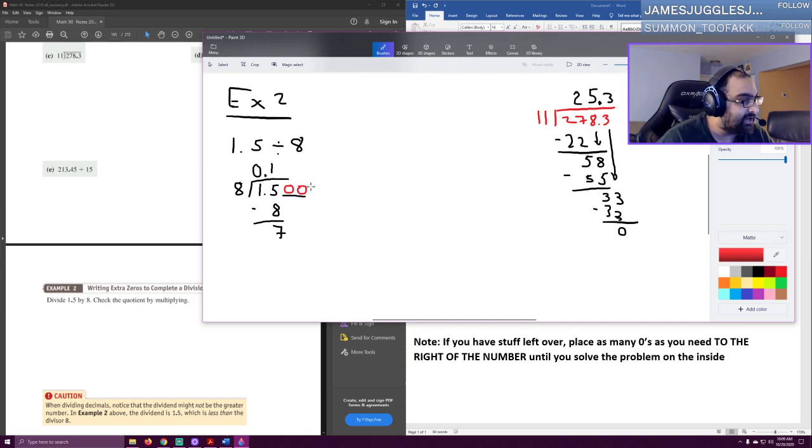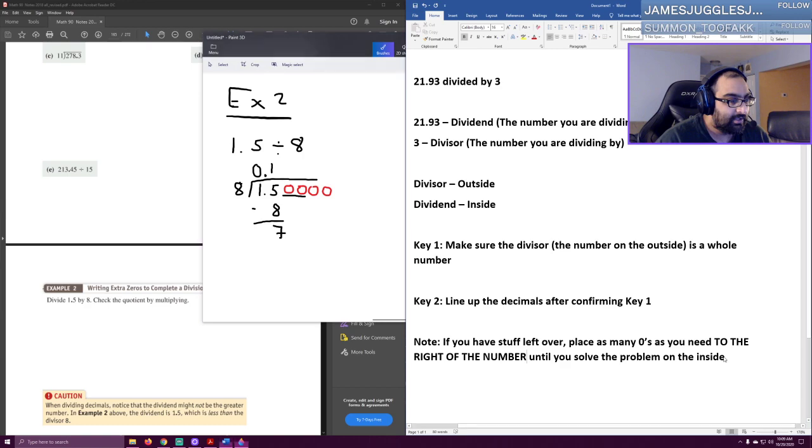I can add as many zeros as I want until I am satisfied that I get down to, hopefully, a remainder of 0. Now, you may not get to a remainder of 0, but you do not need to go on forever. People sometimes say, I'm just going to keep adding zeros. Add 3 or 4 zeros to start with, and if you still have some other decimal places, then you can add a few more zeros.